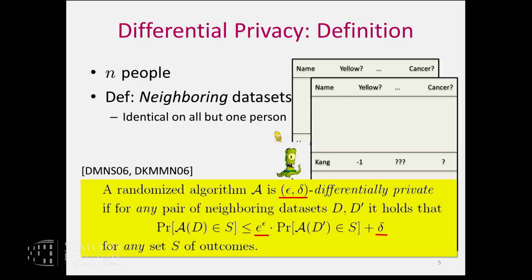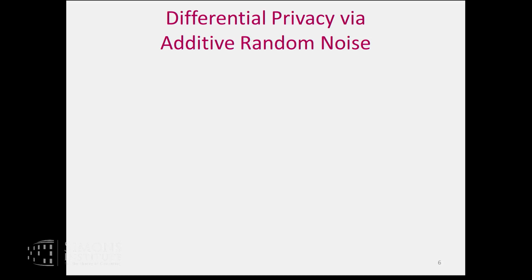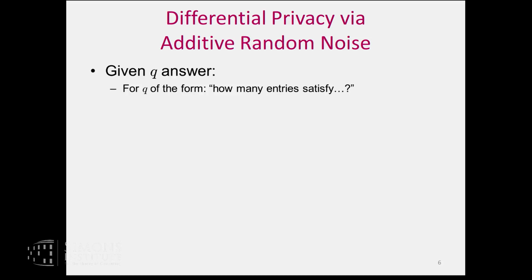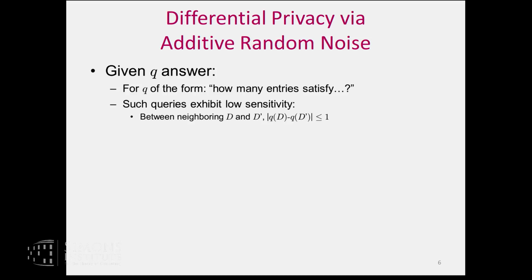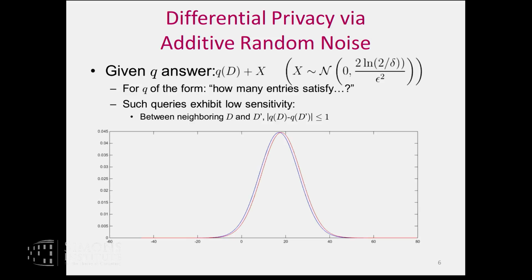And the classic algorithm that preserves differential privacy is the additive random noise mechanism that basically says, well, if I have a query, for example how many people in the data set satisfy so-and-so property, this query exhibits low sensitivity. When I change only one person, the value of the query changes by no more than one. So what I'll do is take the value of the query and add to it some random noise, hence the name additive random noise.